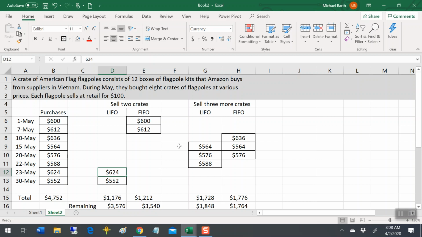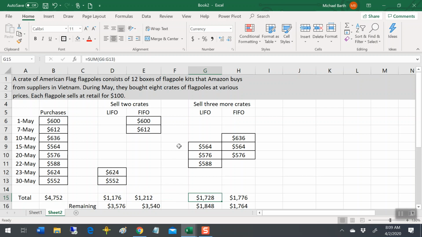Without getting into the weeds on this, we don't care how they actually do it. We care about how they account for it. If they were using LIFO, they would simply take 2 crates worth from the last bunch they bought, and that's what they would report as the cost of goods sold. If they were doing FIFO, that's first in, first out, they would assume that they sold these 2 crates worth of flagpoles. So the first time they did this, they sell 2 crates. Under LIFO, the total cost of the goods sold would be $11.76. It would be $12.12 under FIFO.